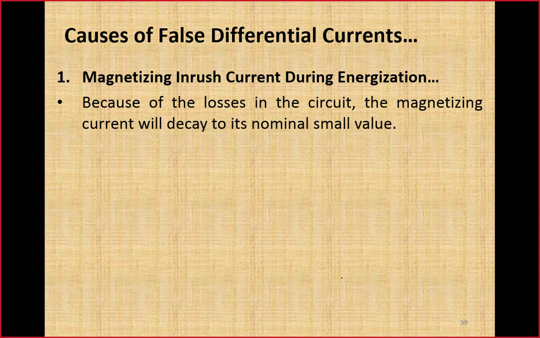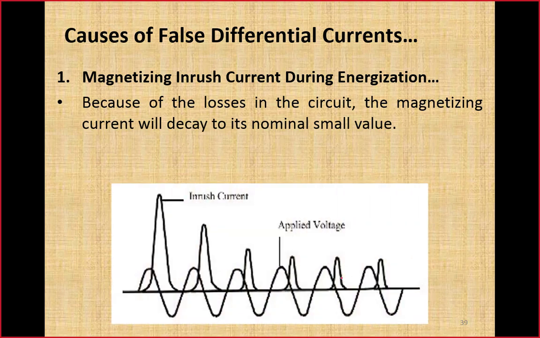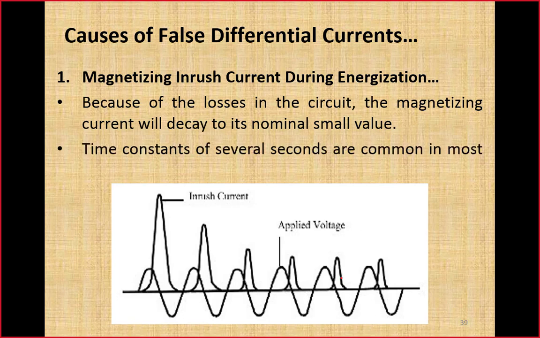Now because of losses in the circuit, the magnetization current will decay to the nominal small value. It will get normalized after a few cycles. So here is how this current will get normalized with the passage of time. With each passing cycle, the DC component will get lost due to the loss component across the resistance and the hysteresis losses, eddy current losses. Due to all these losses, the DC components will decay with the passage of time, and then the current will become normal. So the initial high current is due to the transformer core saturation.